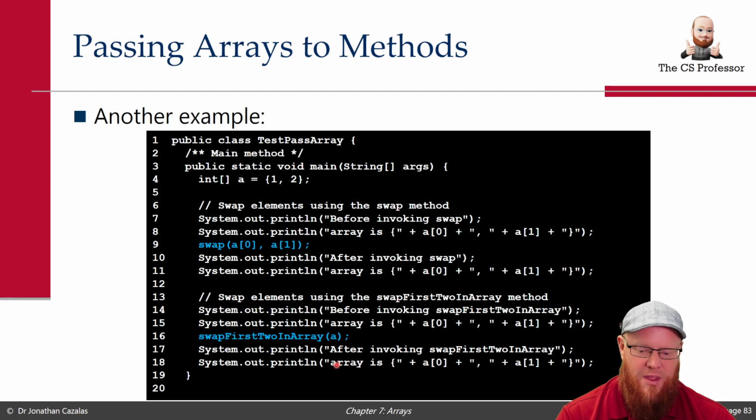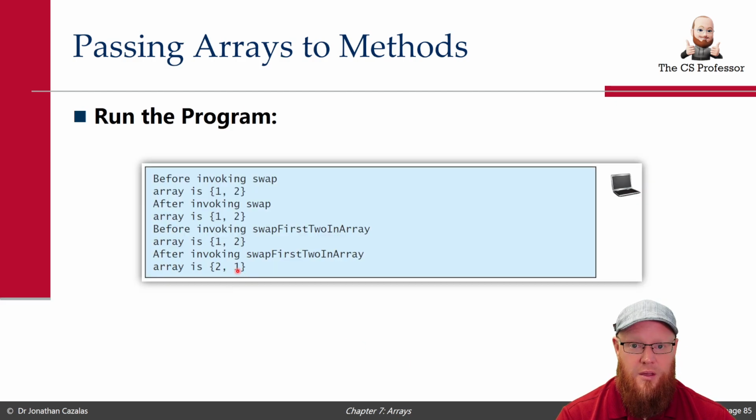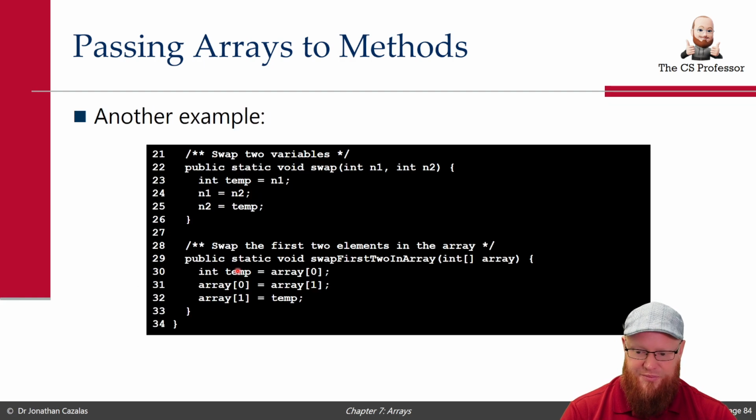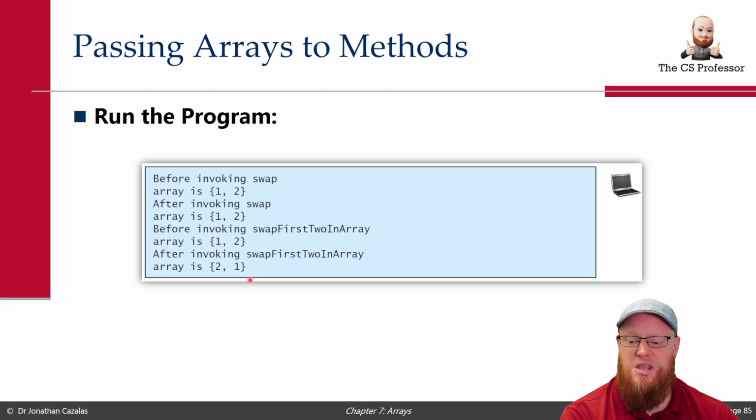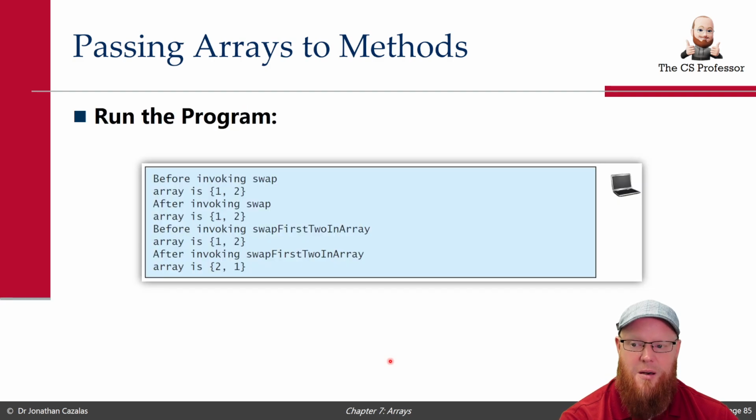Now we're back in main, and notice it says after invoking that method, array is, and we get array is 2, 1. The point of this example is that the change happened in this method. The actual swapping happened in the method, but because we're changing the contents of the heap, those changes persisted after the method. And here on line 18, when we printed the array, we see those changes outside of the method, and it will print the array is 2, 1.